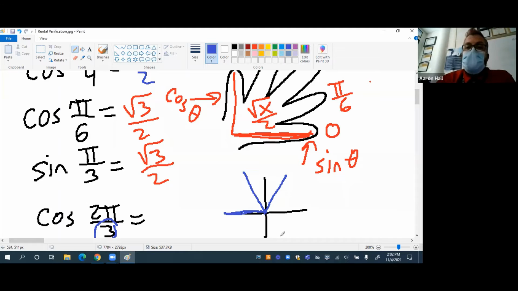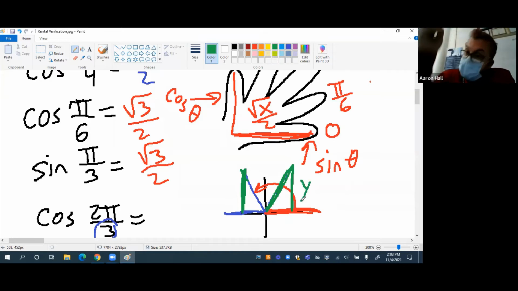Now, how many of those units do I traverse through with my rotation? 2. We always start at the initial side, and it's a positive angle. So I'm going to rotate 1, 2. That puts us in the second quadrant. Now, what's really cool is that this triangle over here is congruent to this triangle here, meaning that this y value is the same length as here, and this x value is the same as this length here.